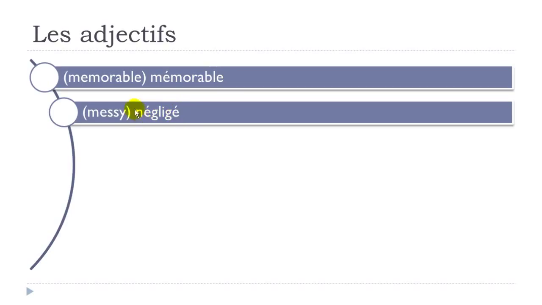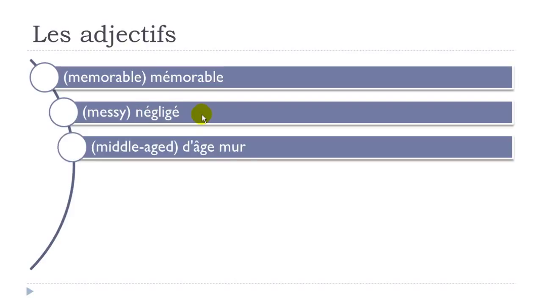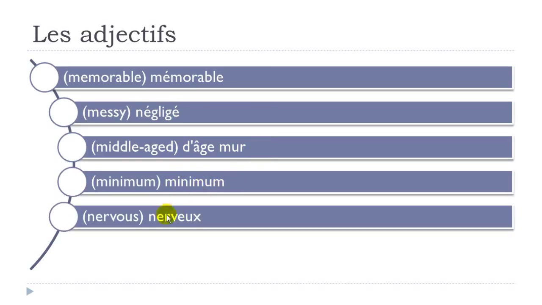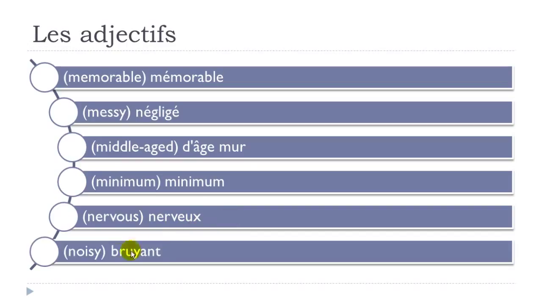Et négligé. Négligé. D'âge mûr. Minimum. Nerveux. Final X not pronounced. E-U, E, V. Nerveux. Bruyant. Final T not pronounced. So you get bruyant. Okay? Bruyant. Bruyant.